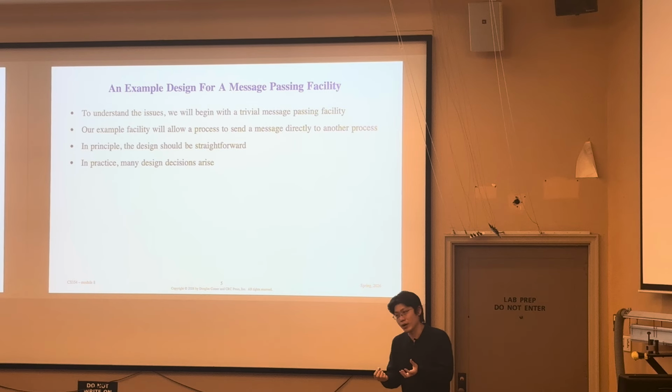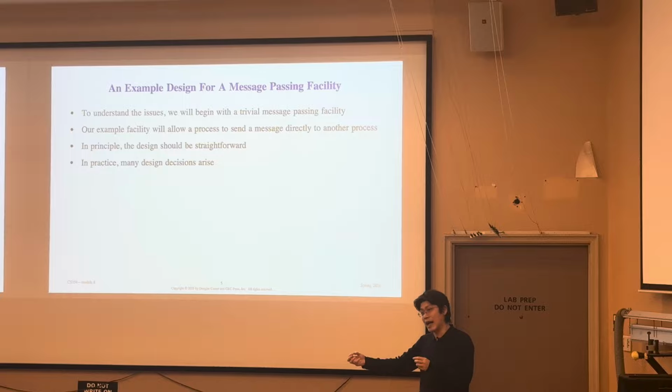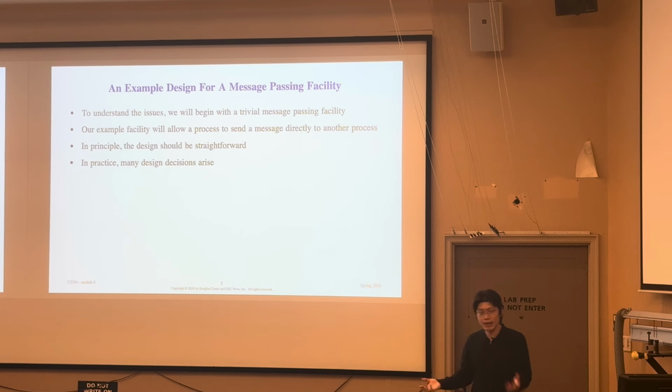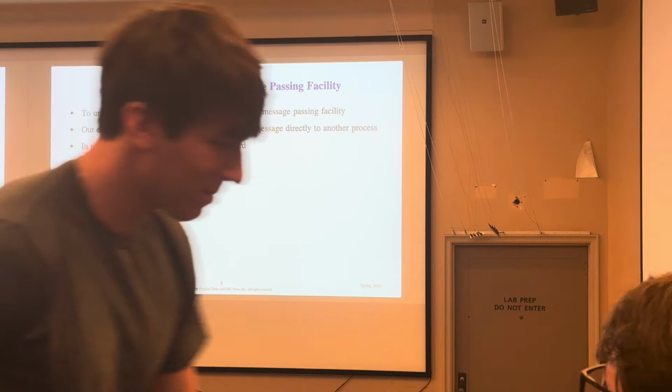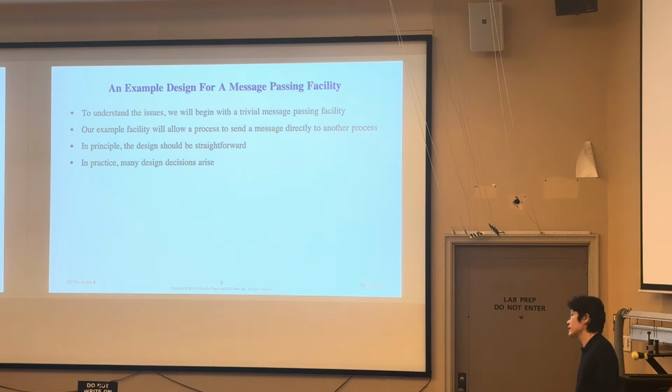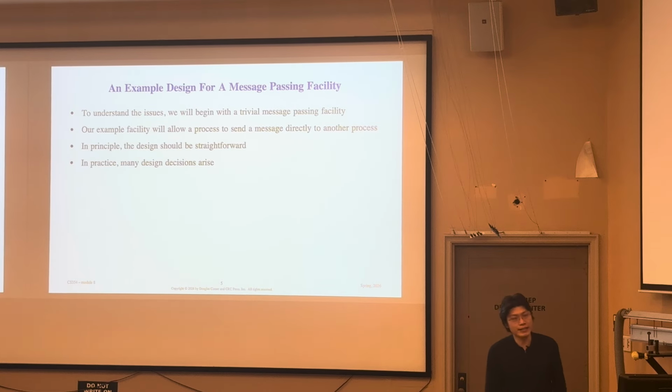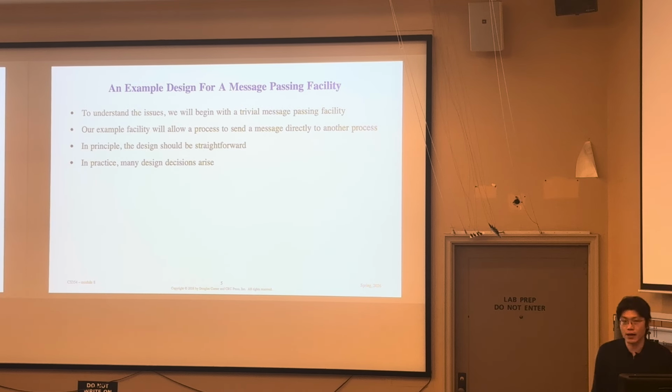Other processes will check whether the receiving process is already receiving a message. If it is, the sender will back off and send the message later. It's a very, very simple message passing facility, but we will look into it deeper, because even such a simple message passing facility has a lot of subtleties.